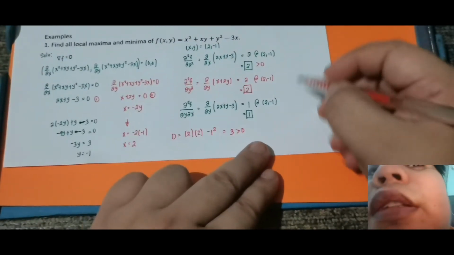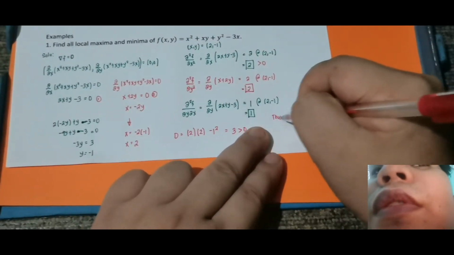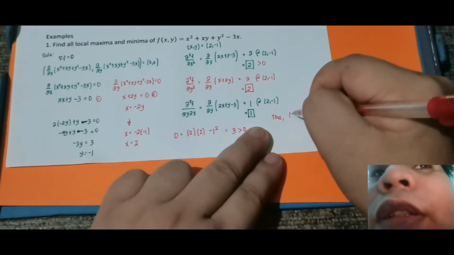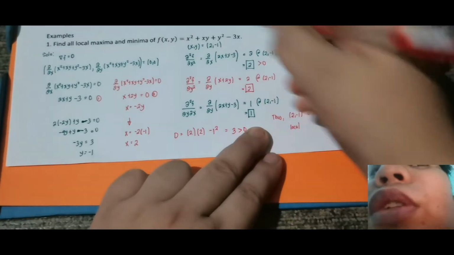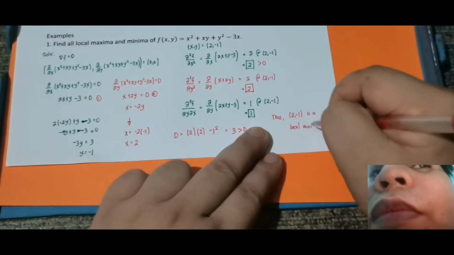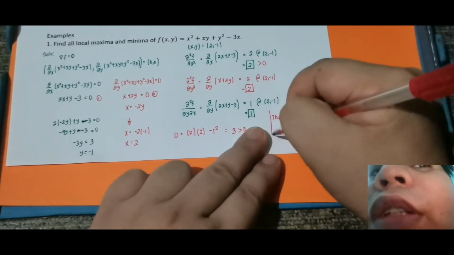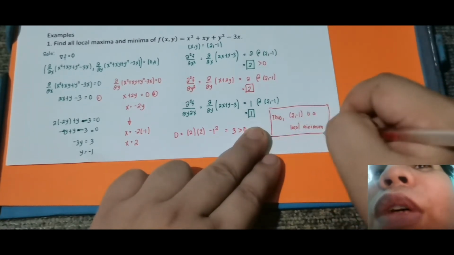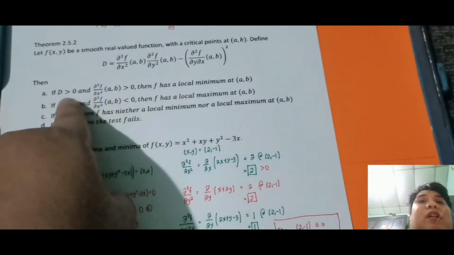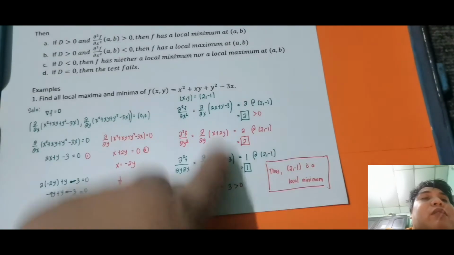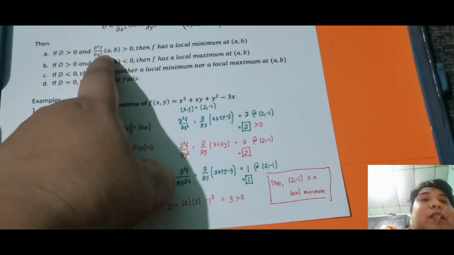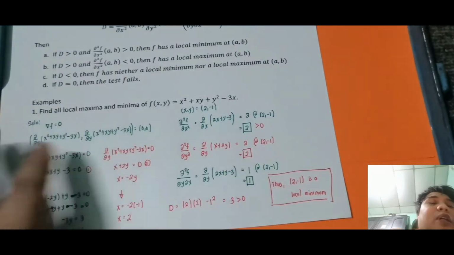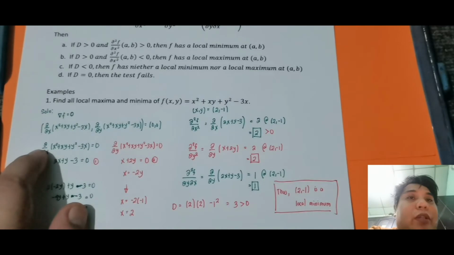Okay, so lagay ko lang thus, 2 comma negative 1 is a local minimum. Okay, actually yung nahanap ko na value is a local minimum. So therefore, yung 2 comma negative 1 na nahanap natin kanina is a local minimum kasi ayun yung nangyari. Greater than 0 yung D, which is 3. Then greater than 0 yung second partial order derivative of f with respect sa x. Therefore, siya ay local minimum. Okay? So example number 2, entry tayo.